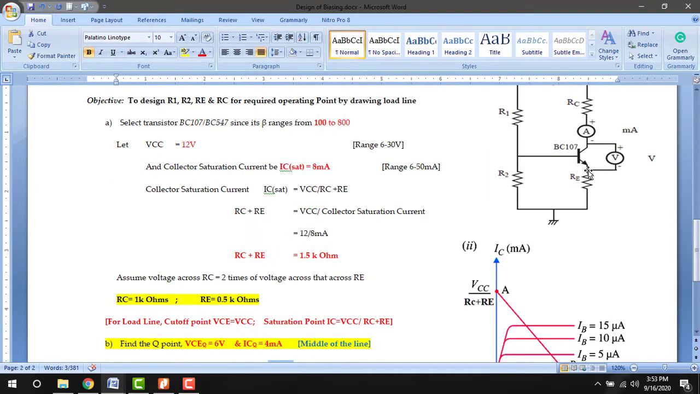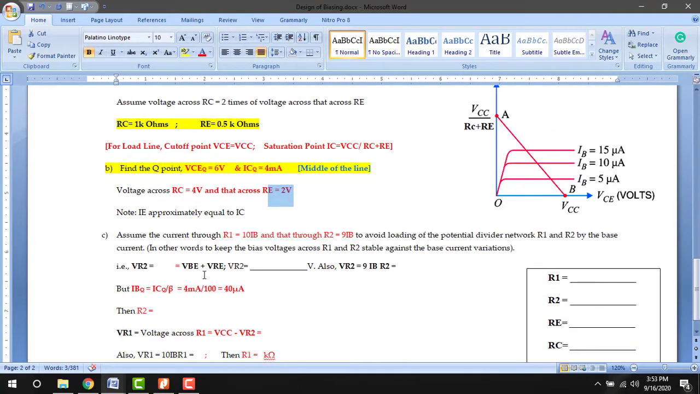Then VB is equal to 0.6 volt, since for a forward biased semiconductor it is 0.6. So the voltage drop across R2 is the voltage across RE plus 0.6, so 2 volt plus 0.6 is 2.6. The formula: VB is 0.6 volt plus VRE, the voltage drop across RE, which is 2 volt. This gives the voltage drop across the resistance R2 as 2.6 volt.